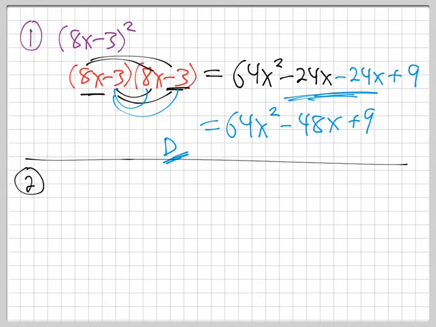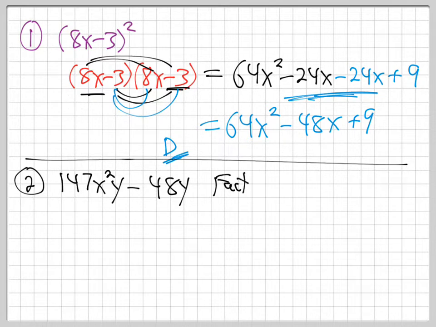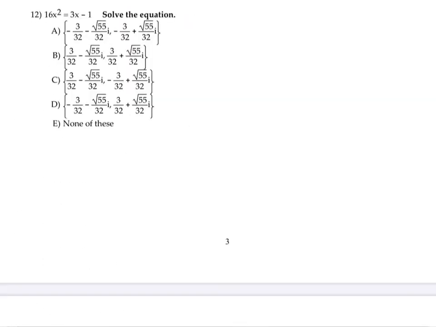So number 2. 147x squared y minus 48y. This one says factor. It wants you to factor. You can look at the answers. The answers will help a little bit. So you look down at the multiple choice answers. You can see they're all parentheses, and they have stuff in the front of them. So that'll help you.